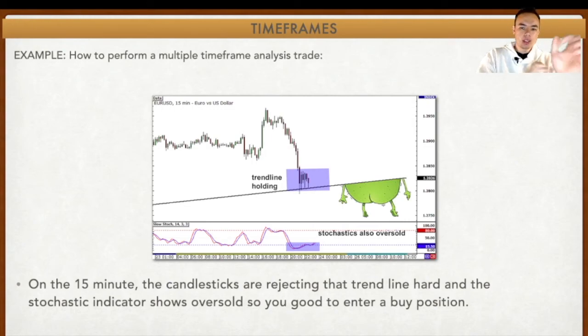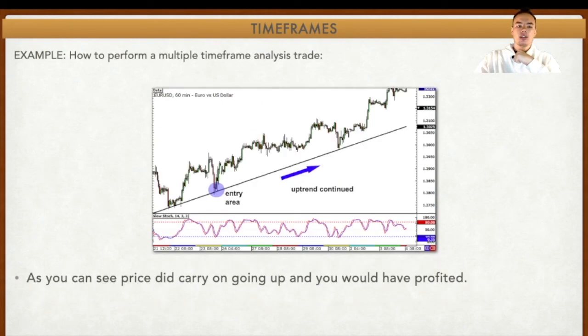Okay, on the 15-minute time frame, you can see there's 1, 2, 3, 4, 5, about 6 candlesticks that is rejecting your trend line. Okay, as well as your stochastic showing oversold, meaning there's a buy about to happen. So now on all three sort of time frames, it shows that Euro USD is a buy. So you open a buy position. As you can see, there's your entry area. Uptrend continued, price carried on, and you were in profits.